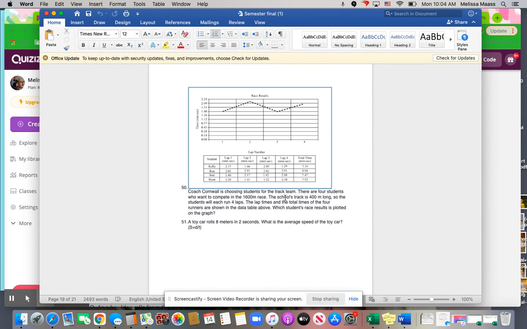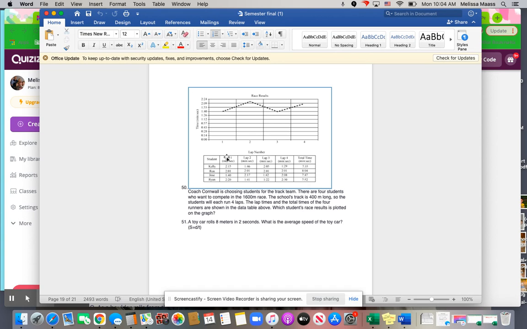We have 50, 51, 52, 53, and 54. So Coach Cornwall is choosing students for the track team. There are 4 students who want to compete in the 1,600 meter race. The school's track is 400 meters long, so the students will each run 4 laps. The lap times and total times of the 4 runners are shown in the data table above. Which student's race results is plotted on the graph?